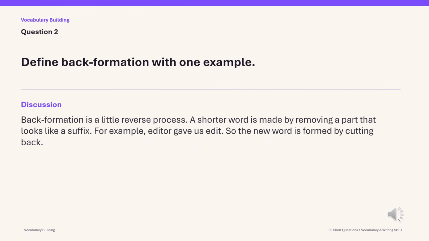Next question goes, define back formation with example. Now back formation works in the opposite direction. Instead of adding something, we remove a part that looks like a suffix. For example, the word edit was formed from editor. So we create a shorter word from the longer one. So back formation creates a new word by removing an apparent suffix.